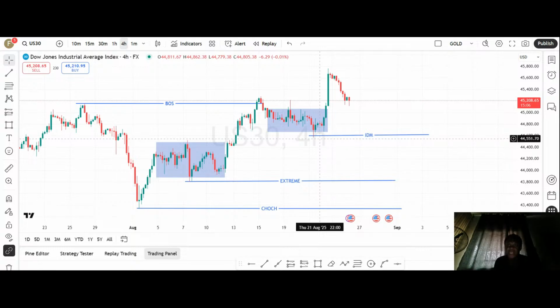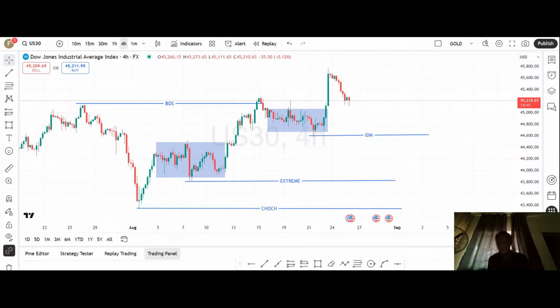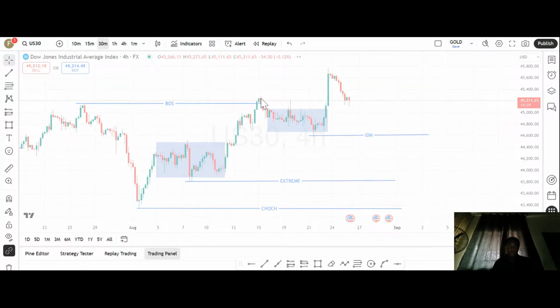So this is a pullback trade. Hope you guys can understand. So this is a pullback trade right here. In this scenario, what should you be doing? You should be selling this pair, and you should be selling this market to take out at least this inducement before it goes up again.